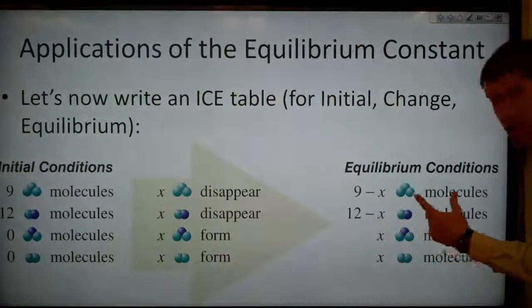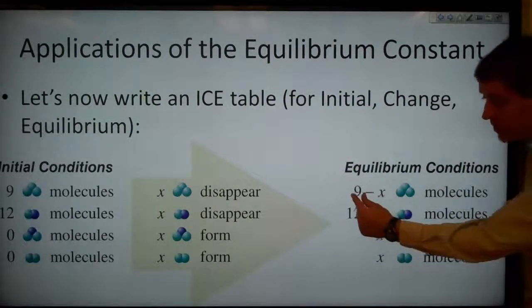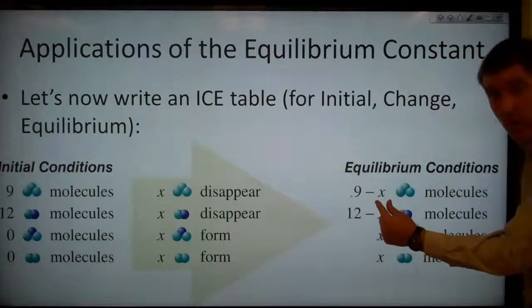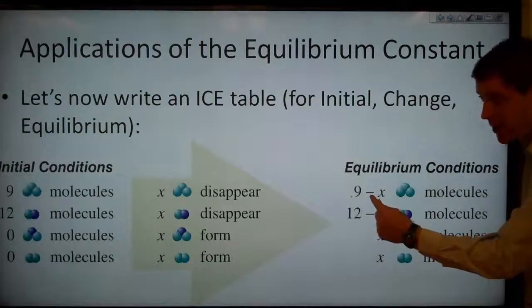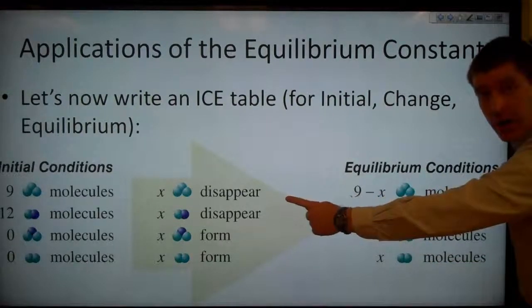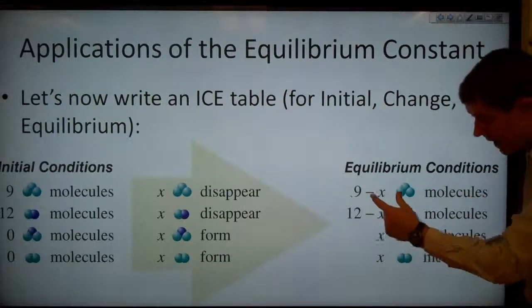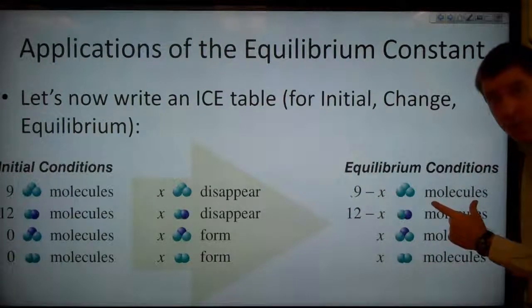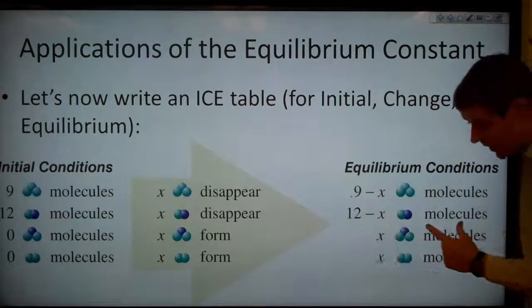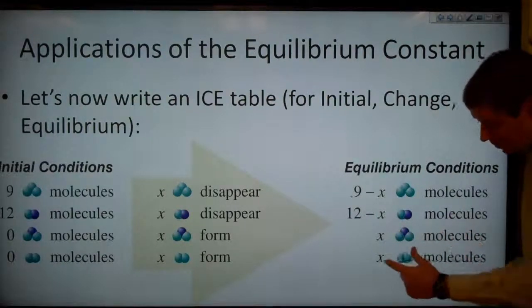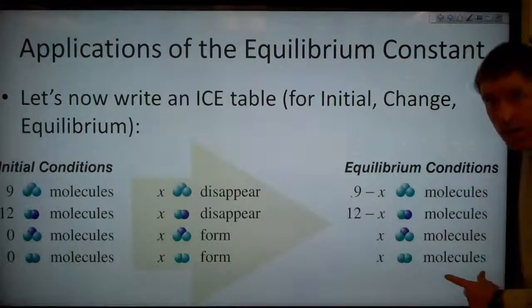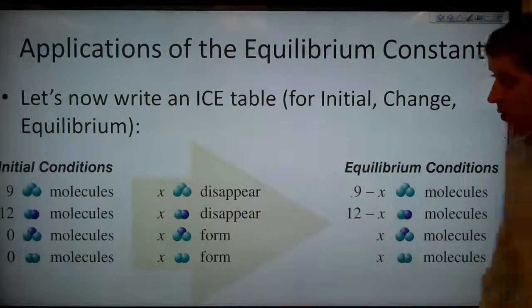So that means that at equilibrium, we have what we started with, 9 molecules, minus what reacted, X. Note that we're subtracting here because we had X number of molecules disappear. So we have 9 minus X of our first reactant remaining. We have 12 minus X of our second reactant remaining. And then of our two products, we have X produced at the end. Right? We started with 0.